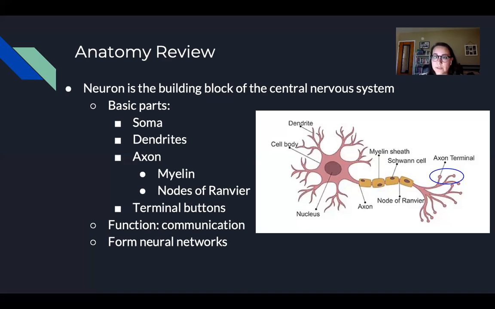And so what the terminal buttons do is they release a chemical called a neurotransmitter into the synaptic gap or the synapse. And then the neurotransmitter floats across the fluid from one neuron to another. And then it locks onto the receiving dendrite. And then the dendrite takes this neurotransmitter chemical and passes it along as an electrical signal onto its own cell body.